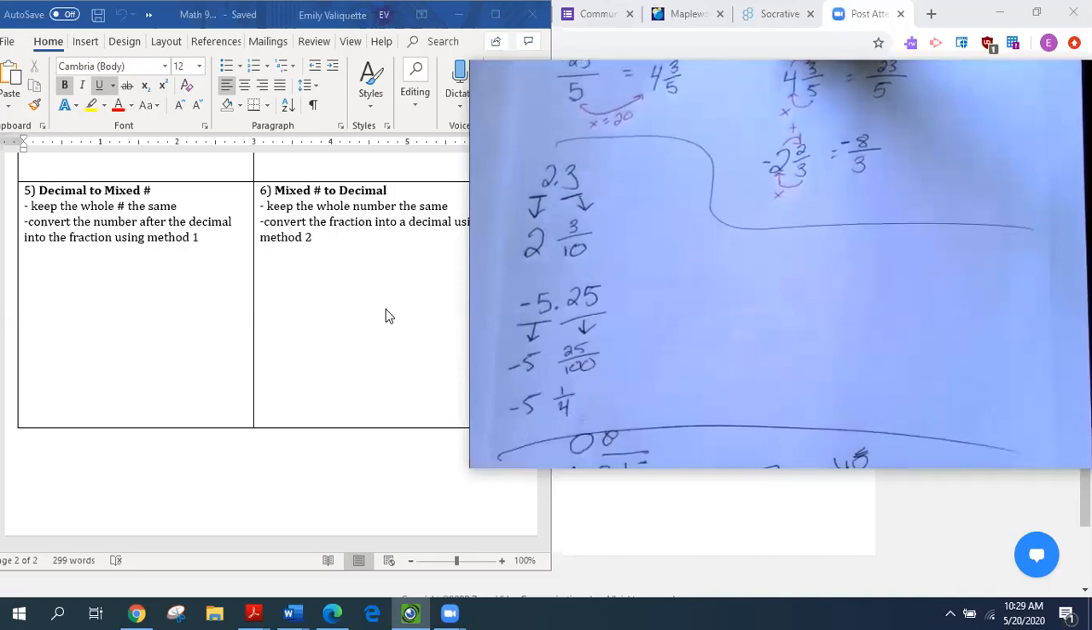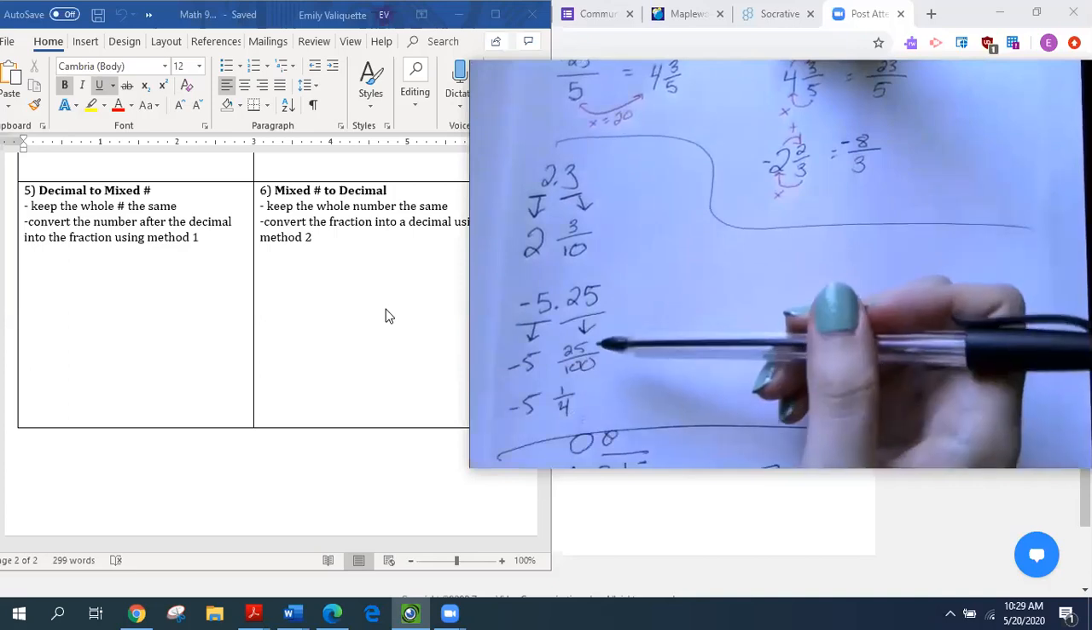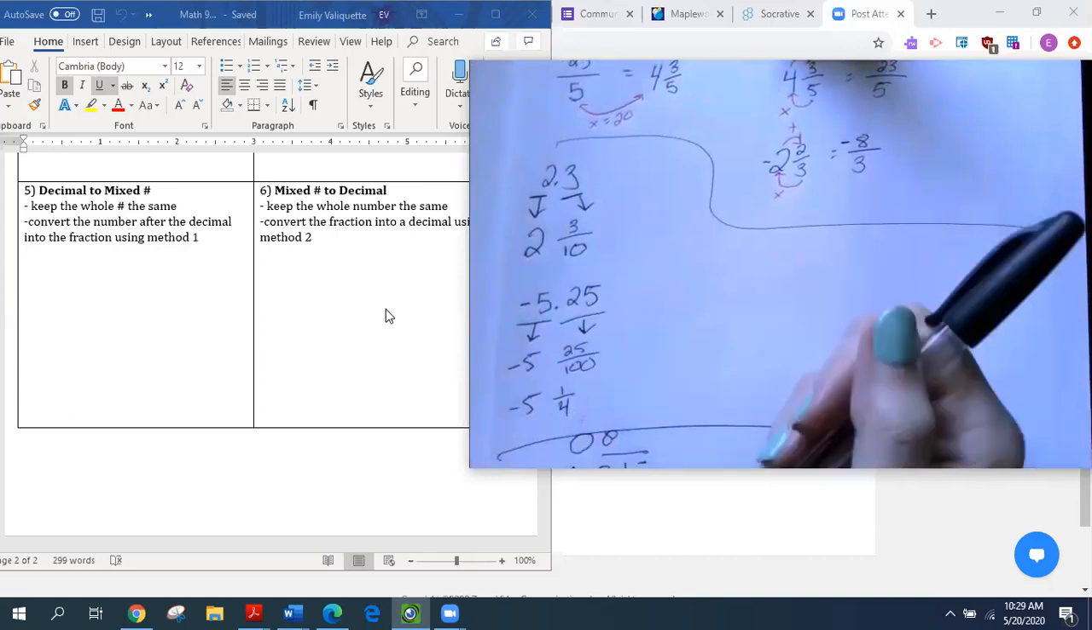Just as a bit of a heads up, on a test or quiz, your fractions must always be in lowest terms. If they're not, you won't get full marks for them.